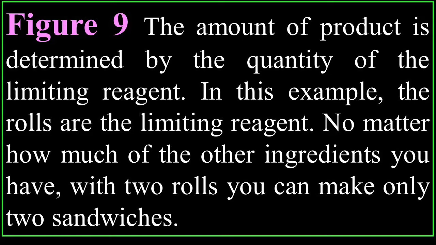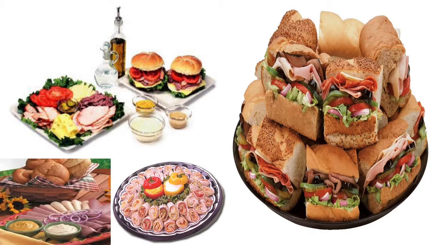No matter how much of the other ingredients you have, with 2 rolls, you can only make 2 sandwiches. And the same is going to be true for any chemical reaction, regardless of the amount of one reactant you have over another. Here are some sandwiches. Then you're going to be limiting based on the number of rolls you have. If you only have 2 rolls or 3 rolls, you're only going to be able to make that many sandwiches. If you have dozens of rolls, and you only have a couple of slices of meat, you're only going to be able to make a supply of sandwiches based on the limited meat you have.